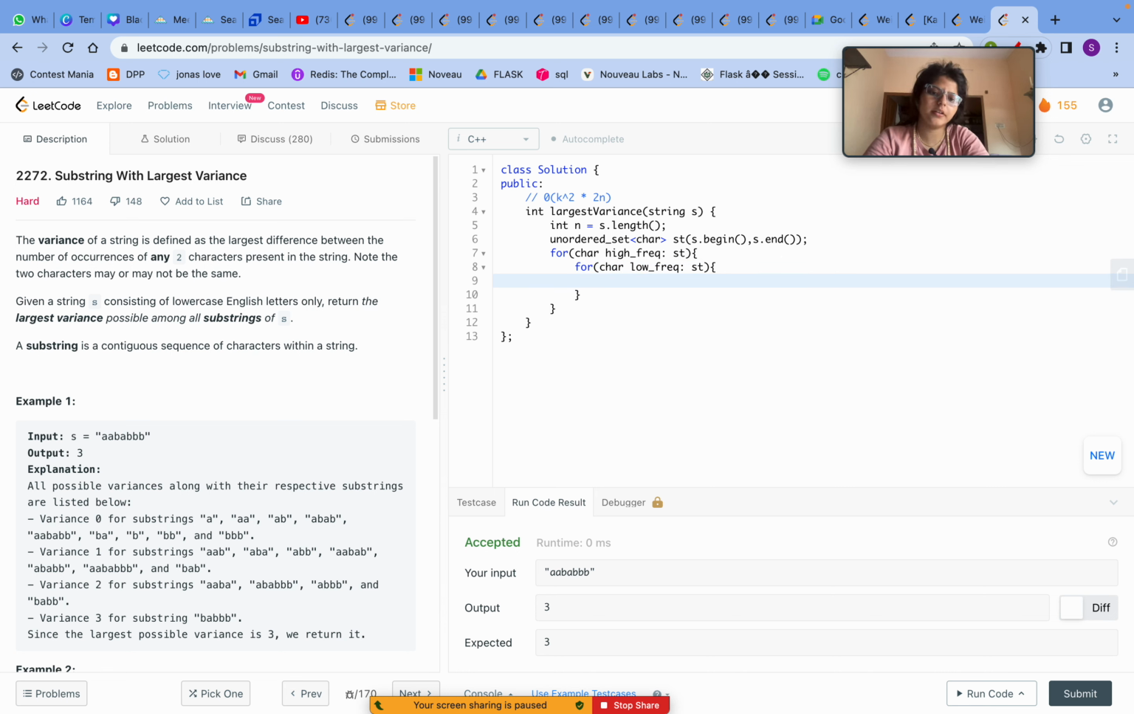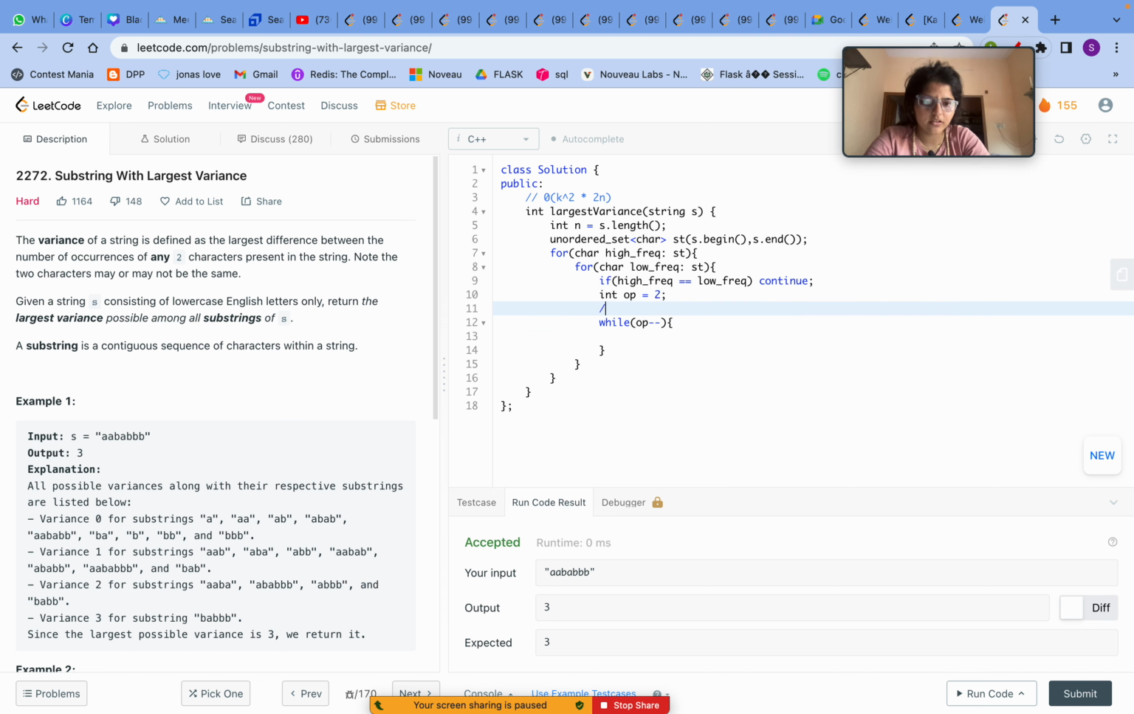Okay, and then if this is equal, you can ignore for sure. If high frequency is equal to low frequency, like if the characters are equal, and these are characters only, so you can continue. Now I said you need to do 2 times. Firstly you consider the string, then reverse the string and do the operation. Okay, 2 times, right?